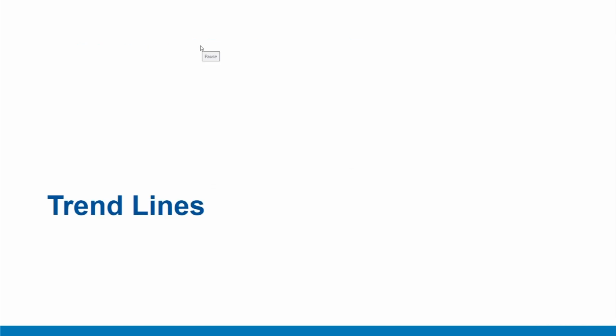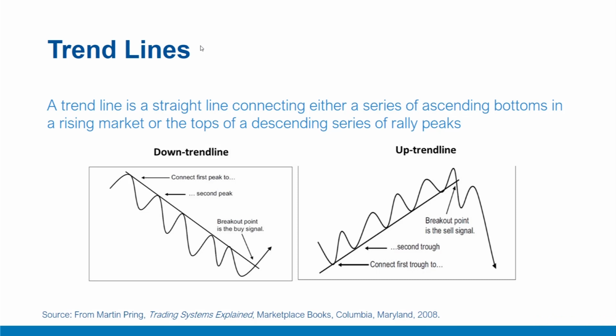In this video, we'll discuss the application of trend lines in identifying primary trend reversals. A trend line is a straight line connecting either a series of ascending bottoms like this in a rising market, or the tops of a series of peak rallies, the peaks of this descending series of rallies. Those joining the lows are called uptrend lines. So this is an uptrend line, and those connecting the tops are downtrend lines like this.